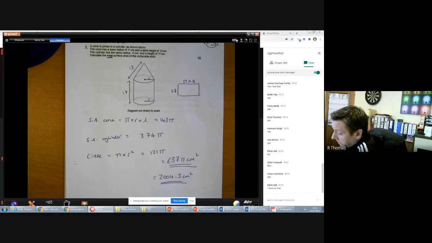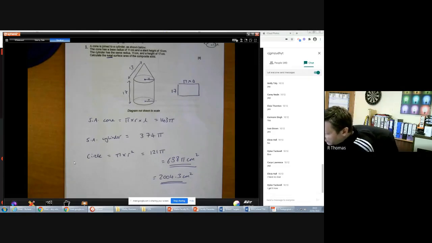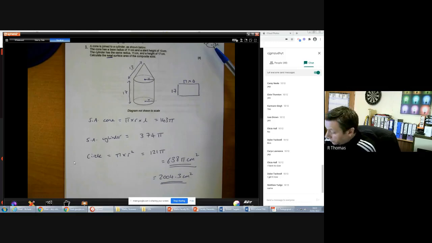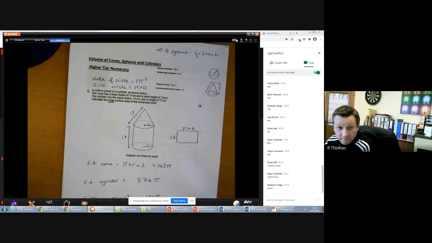Don't forget the formula for the cone was given to you at the start of the exam paper, right? But you will have to memorize the area of the circle, the circumference of the circle. Right, let's have a look at the next one then.